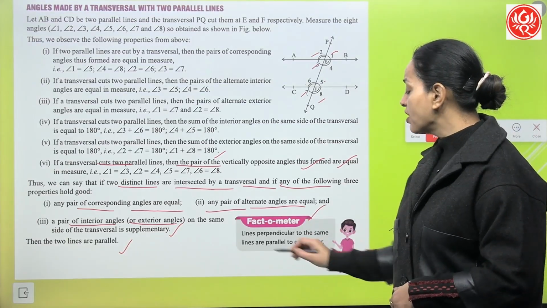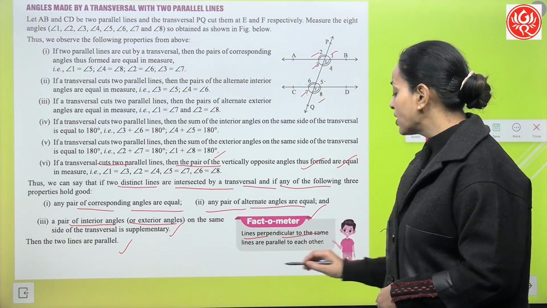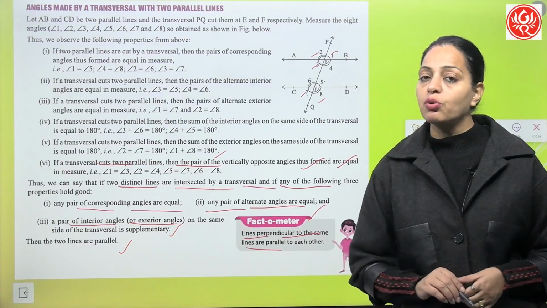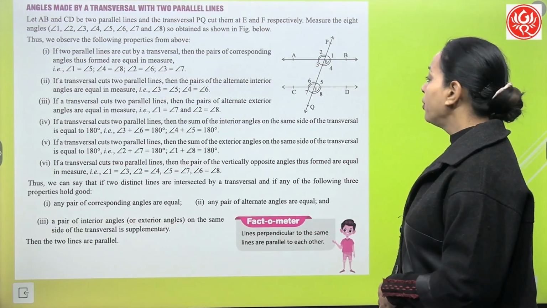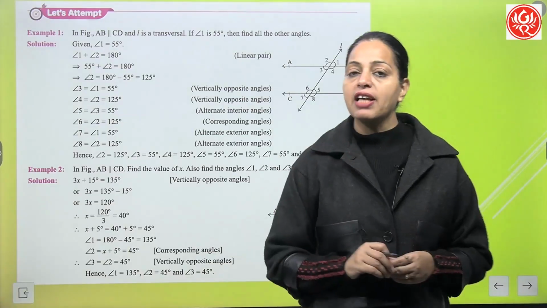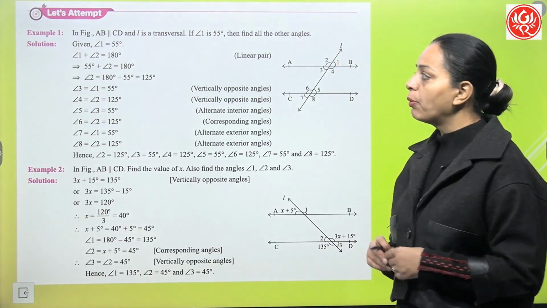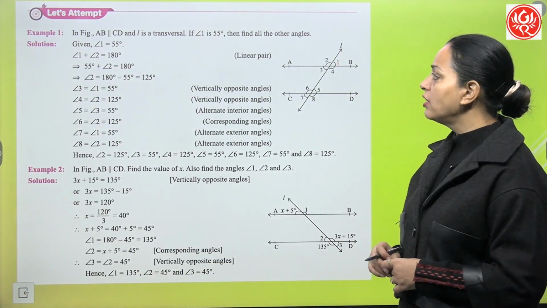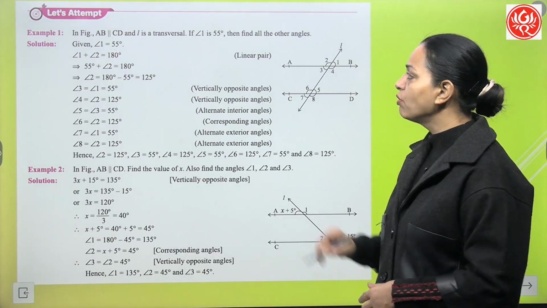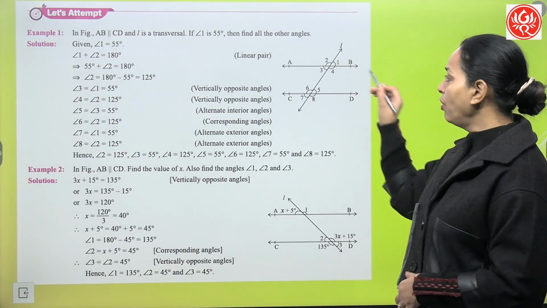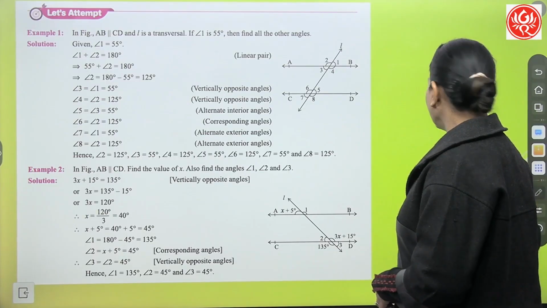Now the factometer, lines perpendicular to the same lines are parallel to each other. Now come to next, we have some examples. Let us attempt example 1. In figure AB parallel to CD and L is a transversal. If angle 1 is 55 degree, then find the other angles.